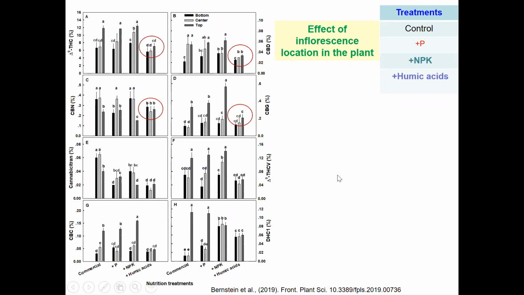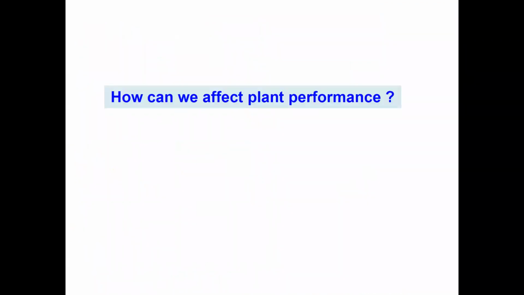And that really told me that this is the way to go. We have to at least dive in for a while into nutrition to see what we can do in order to help the quality and quantity of the plant.